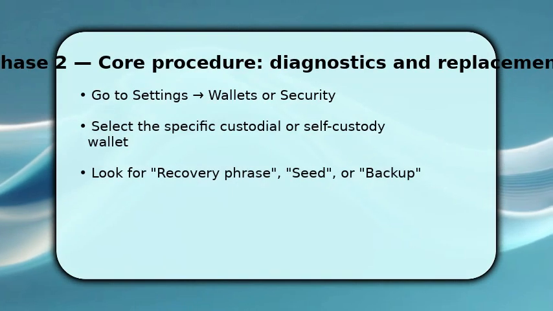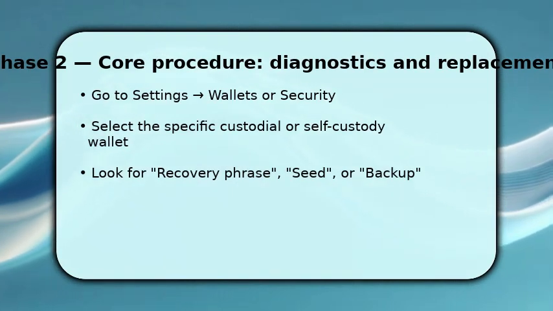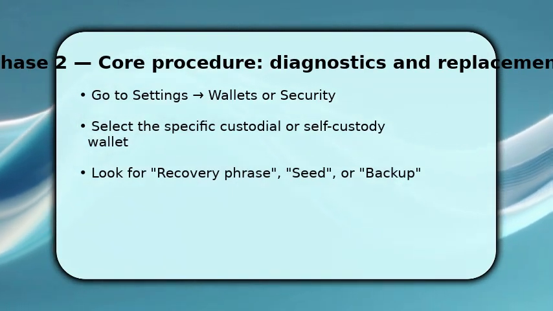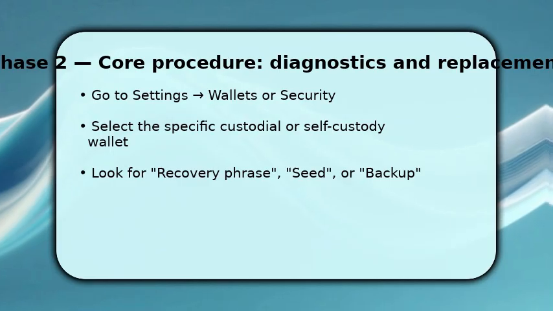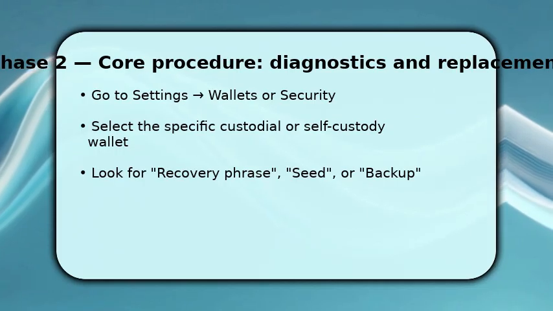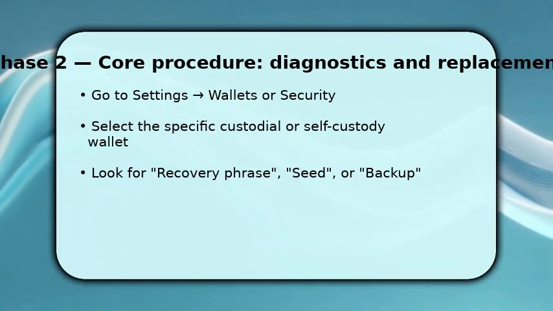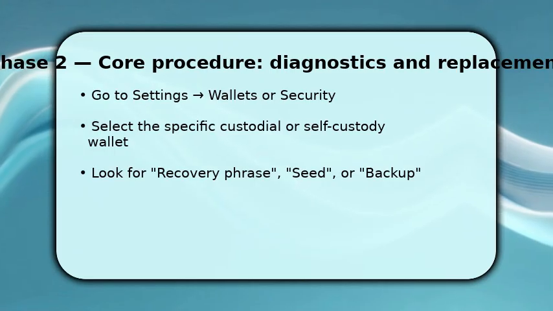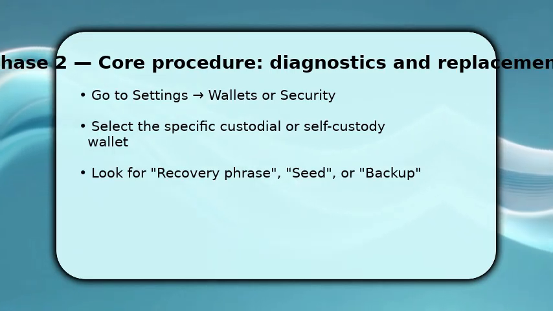Once done, open Settings and choose Wallets or Security, depending on app layout. You will select the wallet type. Custodial accounts won't reveal a seed, self-custody wallets will. If you see a backup or recovery phrase option, tap it. Coinbase will re-authenticate, enter password and 2FA when prompted.